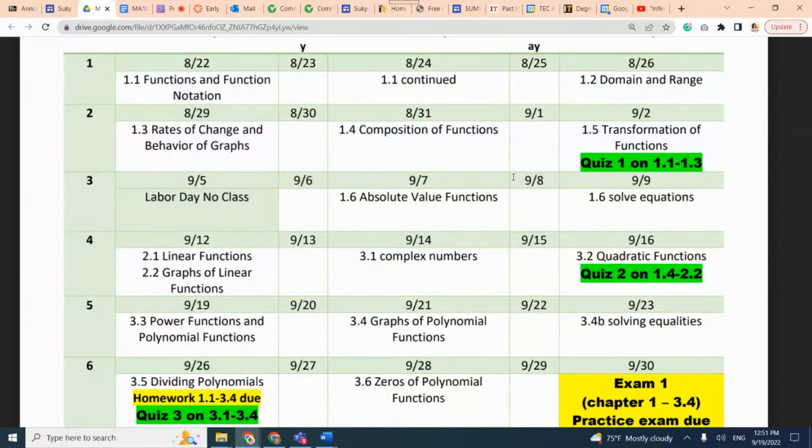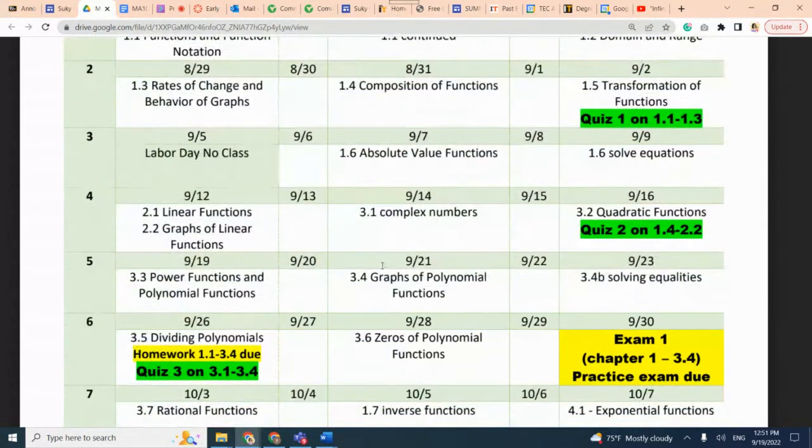Okay, everybody? And next Monday, we'll have quiz 3. It's going to be based on sections 3.1 to 3.4. And then on Friday, September 30, we have our first exam. The first exam covers chapter 1 through section 3.4. Okay, everybody?